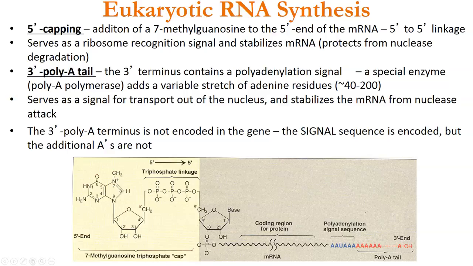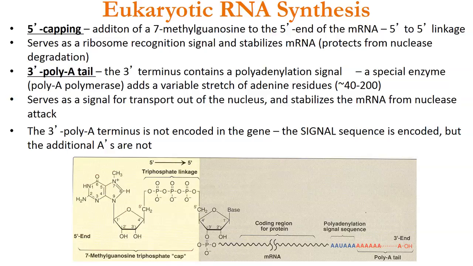So what's the function of this poly A tail? Well, it does have a function in translation. It enhances translation, but it also serves as a signal for transport out of the nucleus. When that poly A tail is there, it means the processing events are completed, and you can transport that messenger RNA out so it can begin translation. It also stabilizes the end of the messenger RNA.